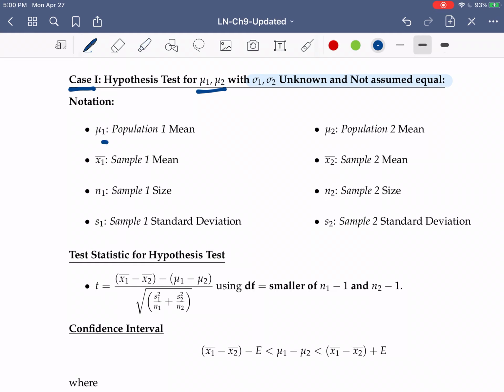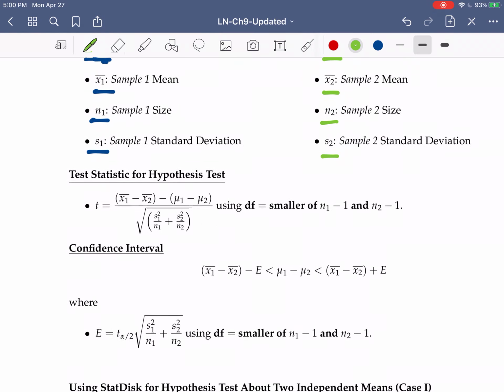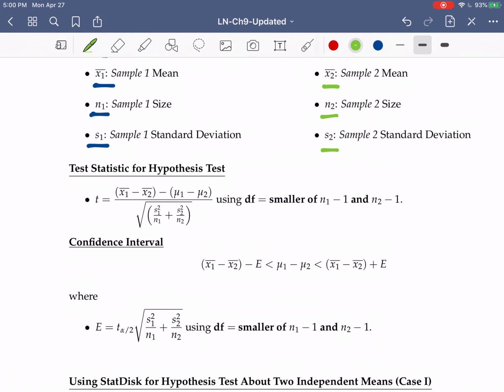Subscripts of 1 will indicate that they're coming from population 1. And subscripts of 2 will indicate that they're coming from population 2. And so we have population means and sample size and sample standard deviation. Here the test statistic is going to be a t-statistic. And so that t-statistic here is going to be calculated in this way.